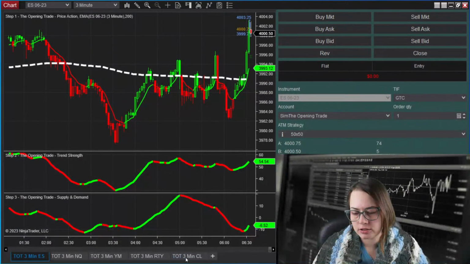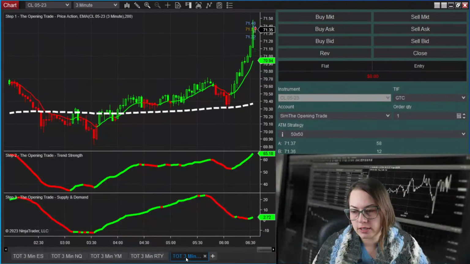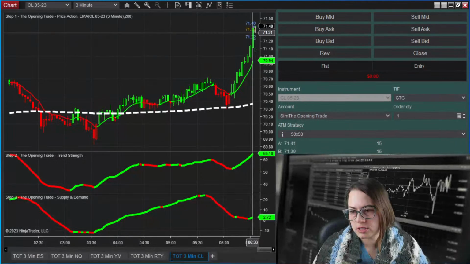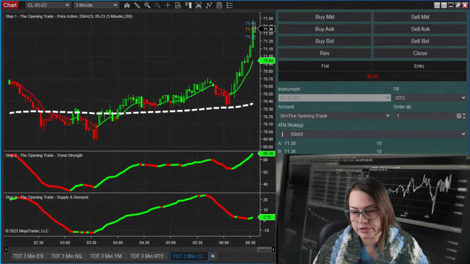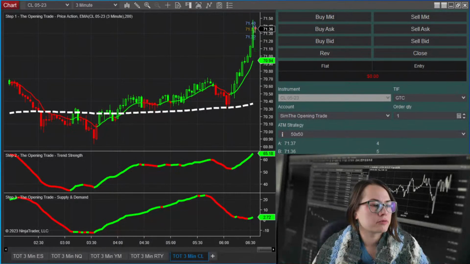We know that the candle just closed and it's still green, which means that the indicators I'm looking for to take a manual trade on crude oil have not been met at this time. So I'm perfectly comfortable watching the market react here this morning.